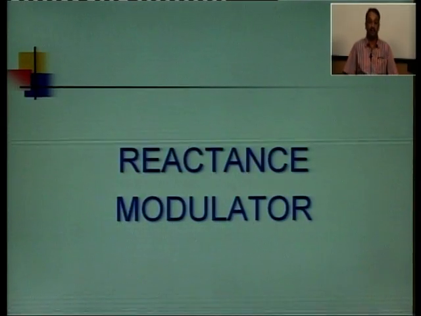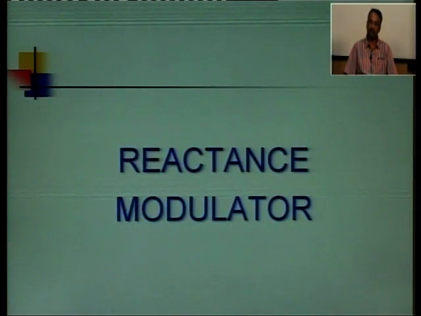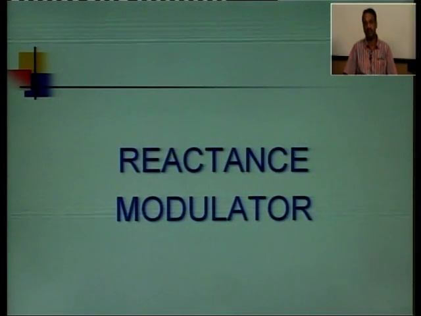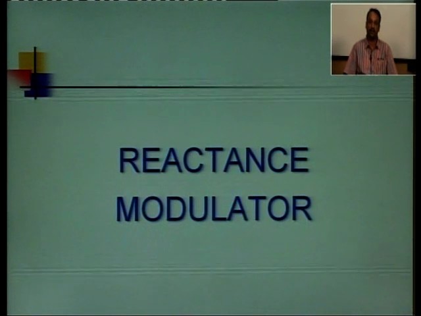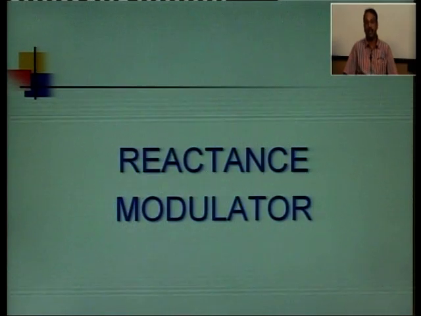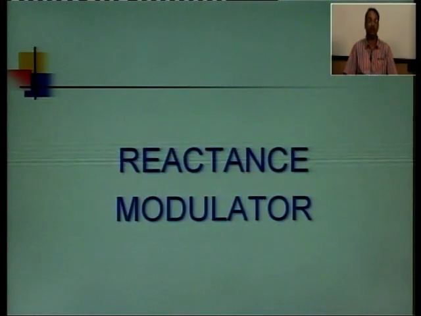And the third direct method is the reactance modulator. The first one is the varactor diode modulator, the second one is the VCO. The VCO is itself an FM modulator because it gives a variable frequency depending upon the input voltage, and the third one is the reactance modulator.